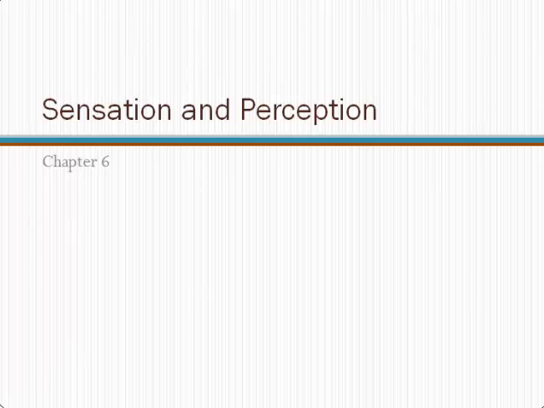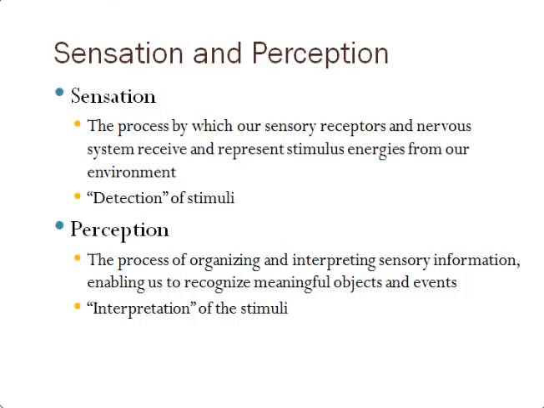Chapter 6 is about sensation and perception, how we see things and how we interpret things. First thing, in terms of understanding how we see and interpret things, is distinguishing between those two concepts. Sensation is when we sense something, and perception is how we interpret it.